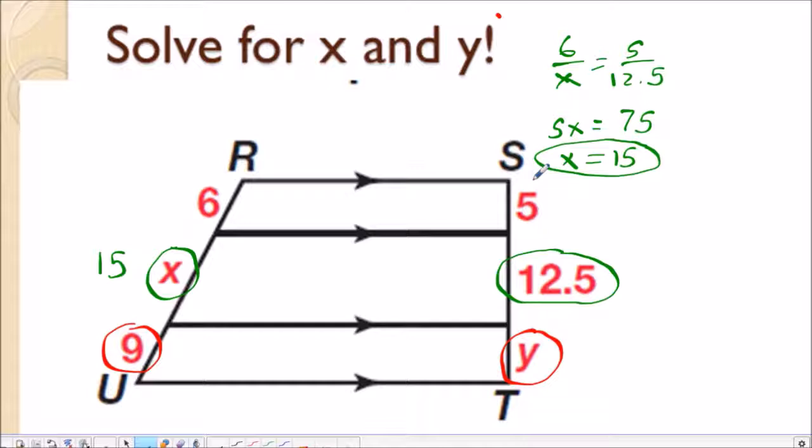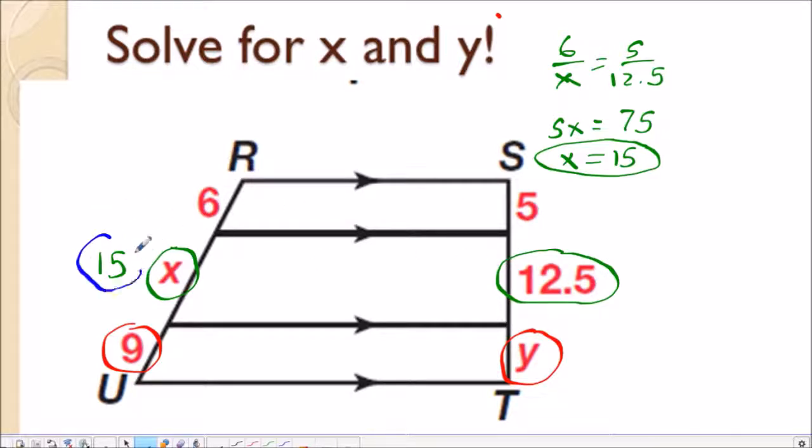Okay, it's far, far better to choose 6 and 5, and there's actually two reasons. Number one, they're smaller numbers. They're easier to work with. We should like to work with smaller, easier numbers. There's no decimals. We're less likely to make a mistake. But there's one other reason why it's better to pick 6 and 5 than 15 and 12.5.